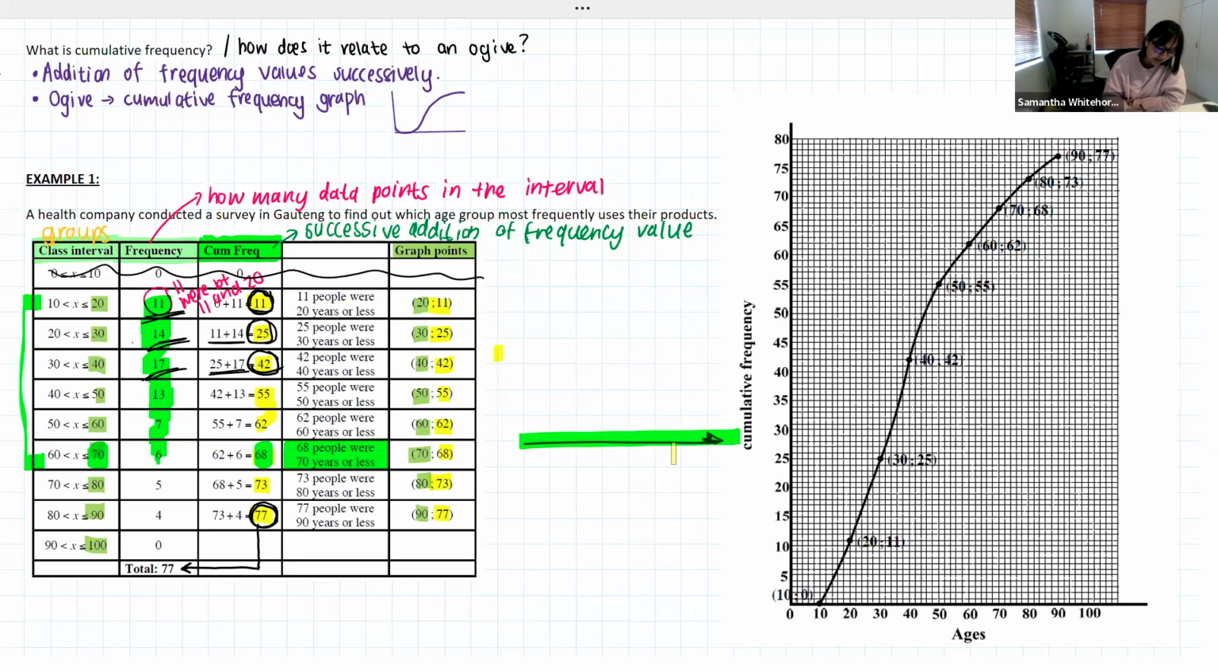If, say, for example, we look at a random point, it doesn't really matter which point we choose. Let's take the 60, 62. There it is. It's plotted on your ogive at 60, 62.